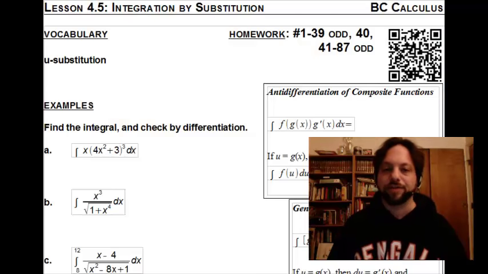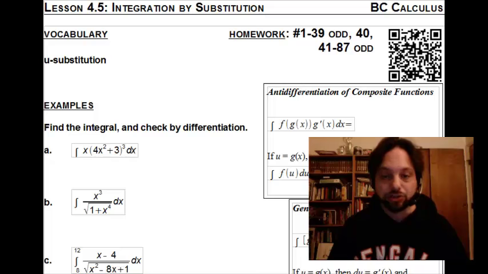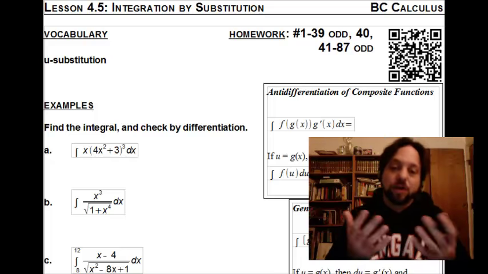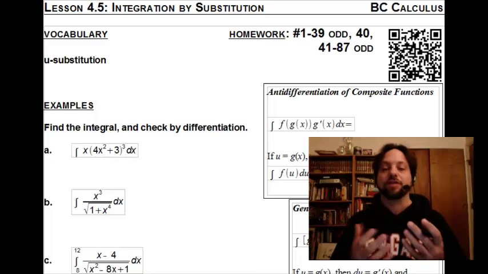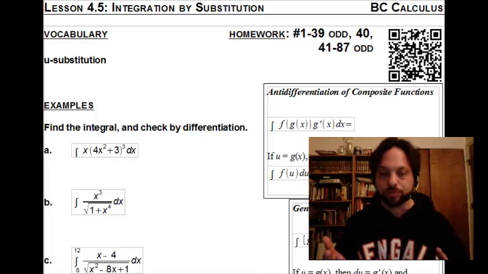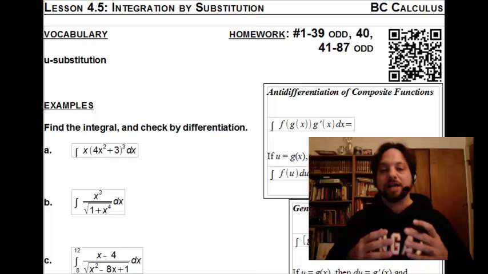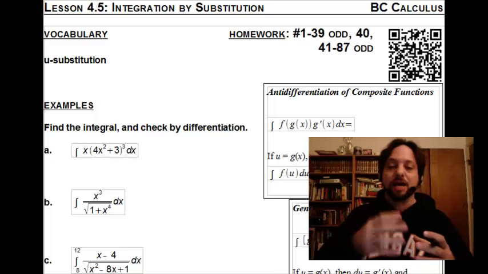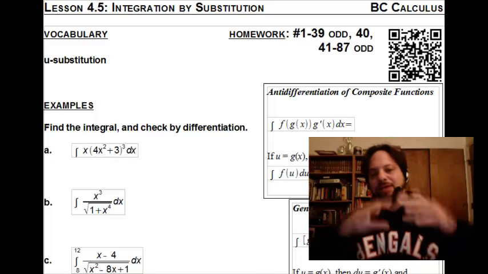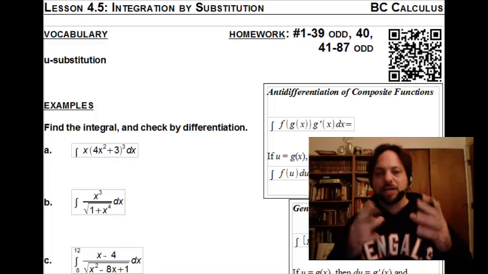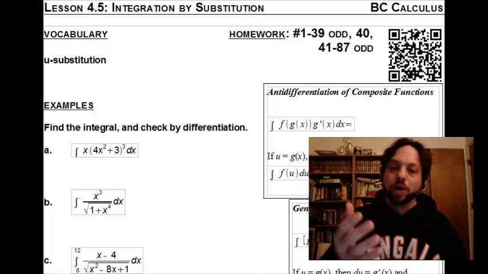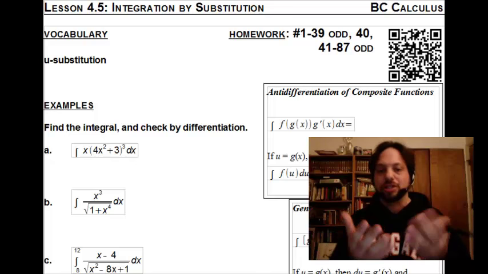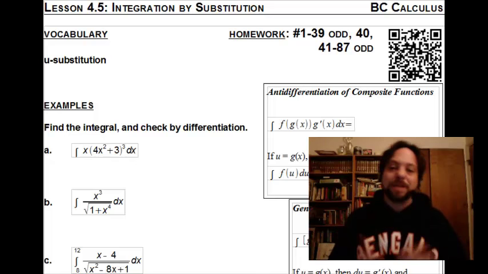In Lesson 4.5, Integration by Substitution, we're going to learn our first of quite a few special integration techniques. This one essentially involves undoing the chain rule. You remember back when we differentiated, the chain rule simply said that if we are differentiating a composite function, we differentiate the outside part first, and then multiply that by the derivative of the inside part. Well, with this u-substitution that we're going to learn in this lesson, we're going to basically undo that.